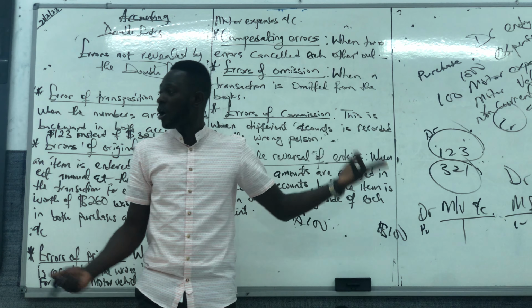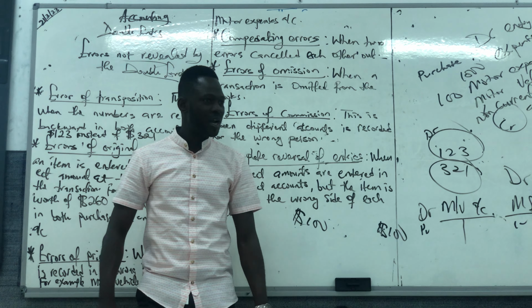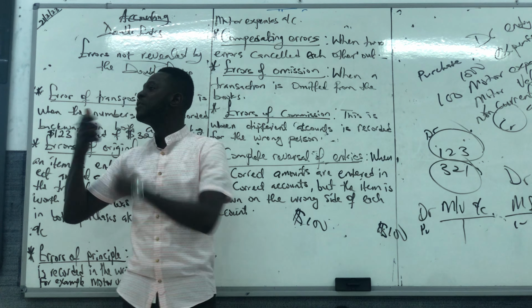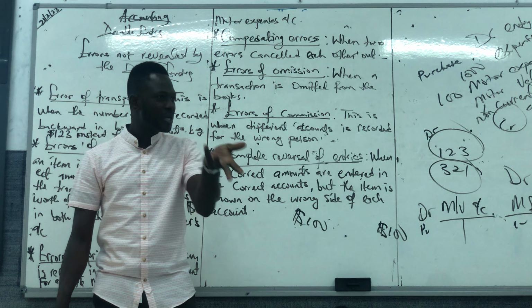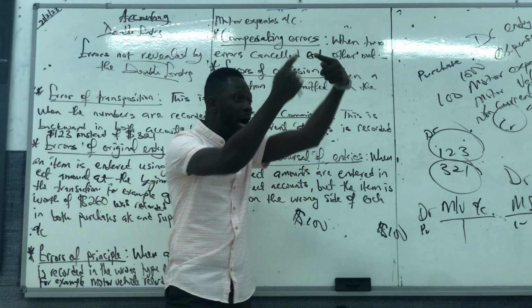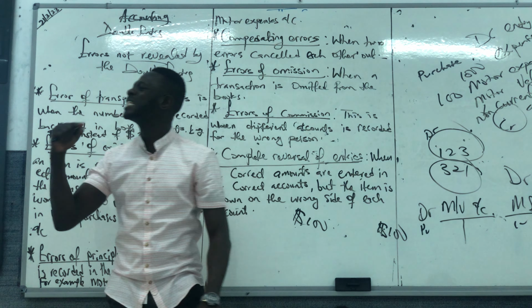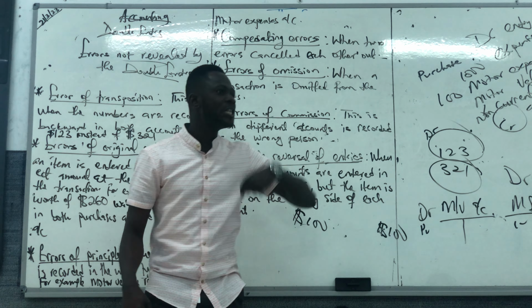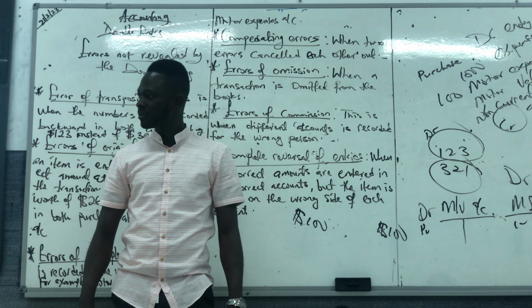Twice posting is not posting. It will not balance the trial balance. You posted twice, so it will be reviewed, because at that point in time you will add it up. Yes or no? That's an arithmetic error. So an arithmetic error would reflect in your trial balance or your double entry.